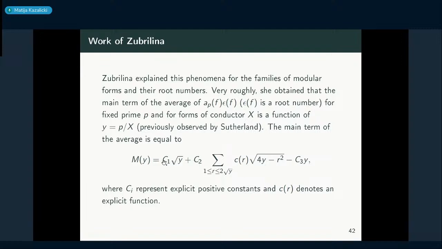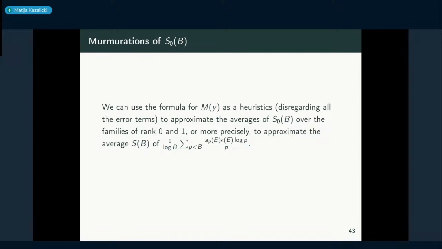So here these c_i's are some explicit positive constants, and c_r is also some explicit positive function. Okay, so we tried to explain our data using her result. So we can use this formula as a heuristic, and here we disregarded all the error terms to approximate the averages of our S0 Mestre-Nagel sums over the families of rank 0 and 1.